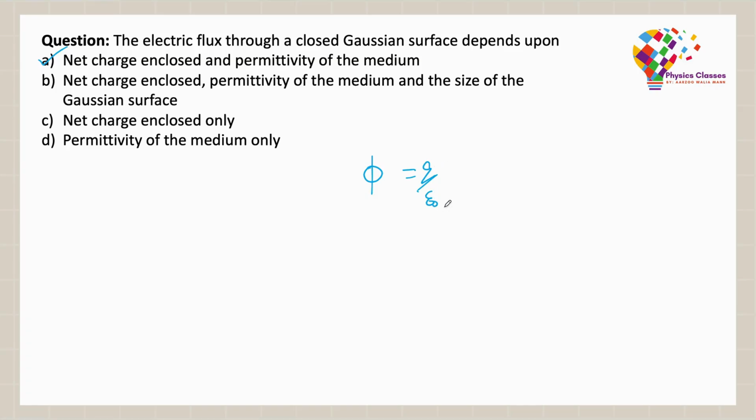Net charge enclosed, permittivity and the size of the Gaussian surface does not matter. The net charge enclosed only, that's also wrong. And the permittivity of the medium only also is wrong. So the only option that is correct is A.